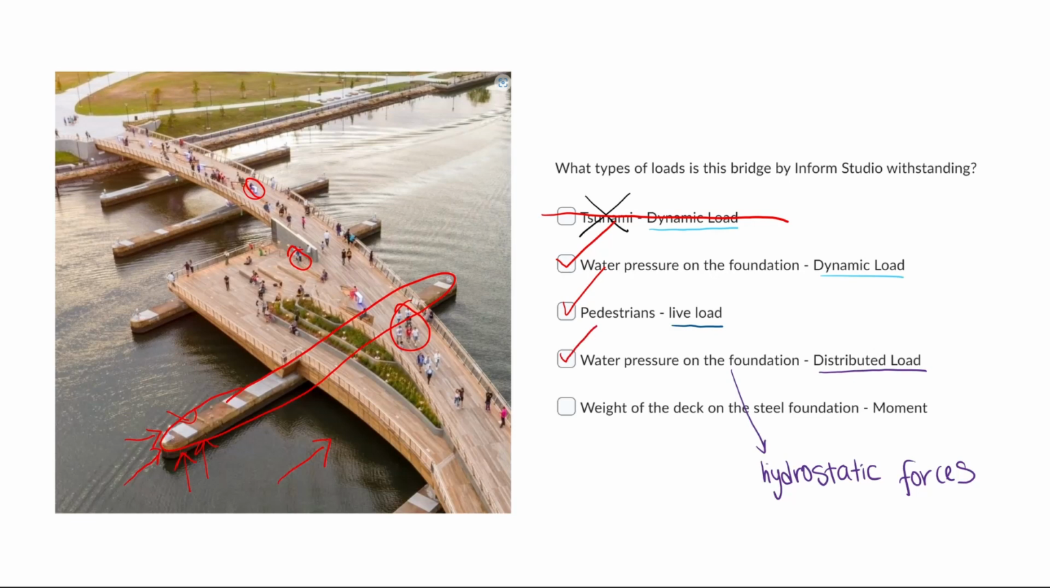Now our fifth option here, dealing with moments, which is again rotational loadings, we're also dealing with weight, which is a force due to gravity, so it's a downward force. So as the gravity force is pushing down on the foundation, because we have two fixed ends, we are not causing any rotational moments with the downward force, meaning that there is no moment loading from the weight of the deck. So the fifth option is false.